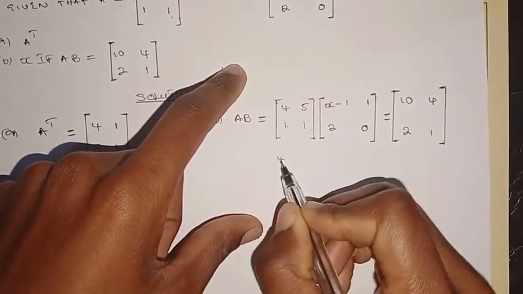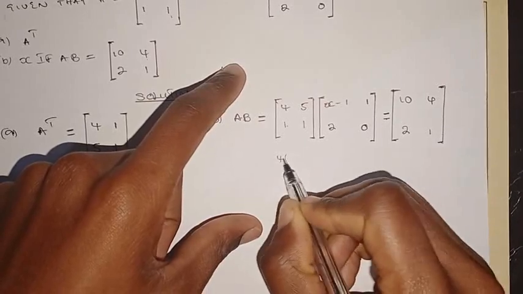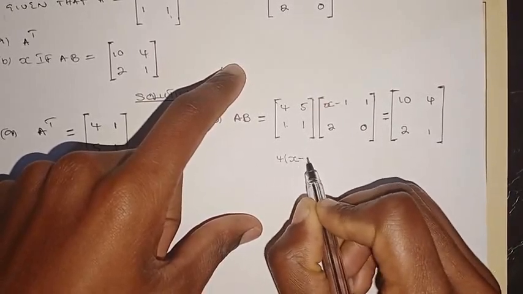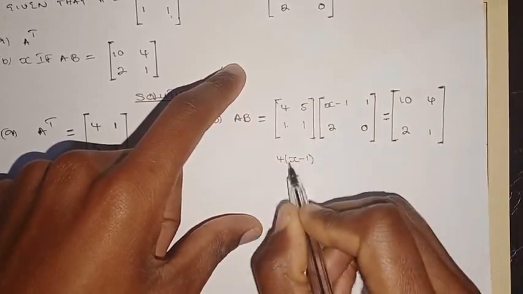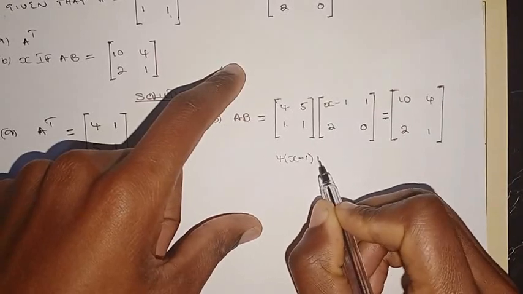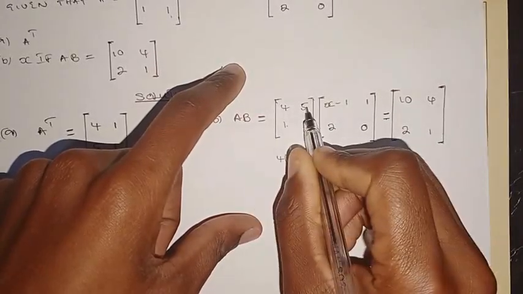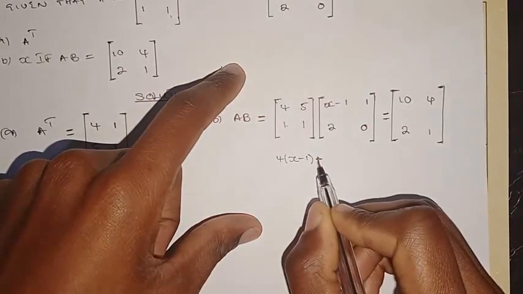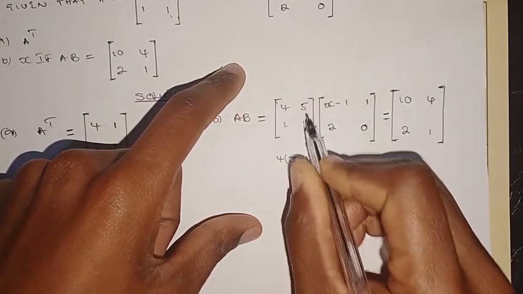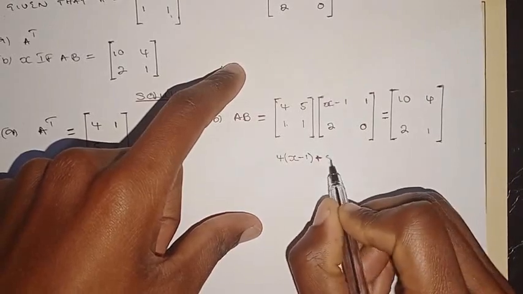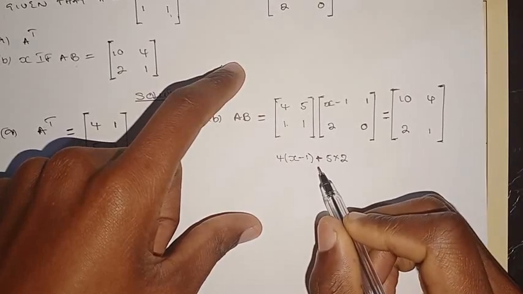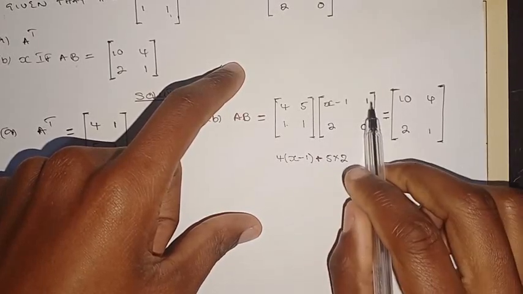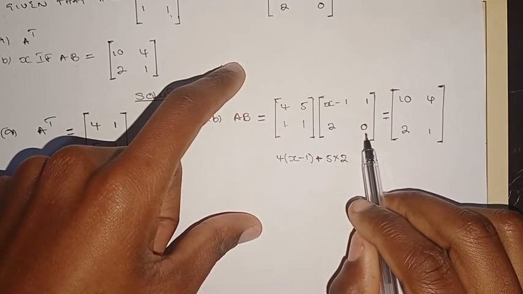I'm just going to write it in full so that you can see the process. X minus 1. So 4 times x minus 1 is what I've written here. Plus, because we are not done with multiplying this row with this column, we need to add a plus. So plus 5 times 2. So now that we are done, we can start to multiply with this column here.